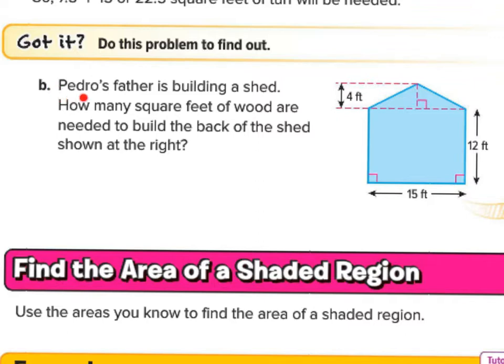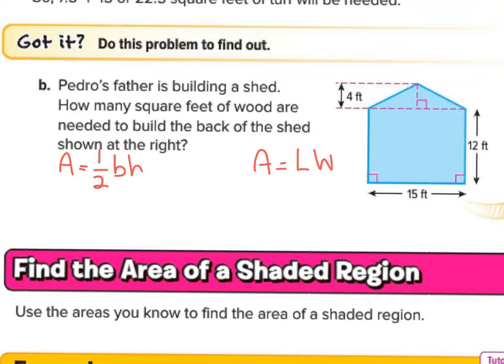Question B. Pedro's father is building a shed. How many square feet of wood are needed to build the back of the shed, shown on the right? So here's the back, where we have to build the little top part, the triangular part, and the back, rectangular. Altogether, it's one shape, right? But we have a triangle and a rectangle. So I will use both my formulas, the area of a triangle and area of a rectangle.